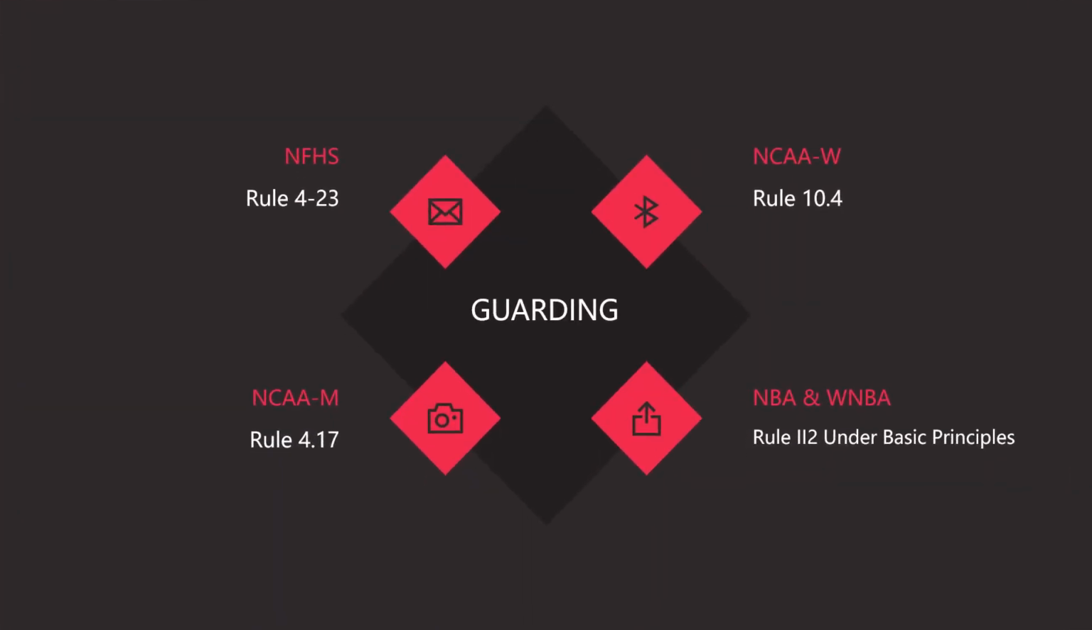So let's go back to the guarding rule, because blocks and charges begin with guarding. Here's where guarding can be found in the most popular rule books. Rule 4-23 for the National Federation High School Rulebook, Rule 10.4 for NCAA Women, Rule 4.17 for NCAA Men, and for both NBA and WNBA under Rule Roman numeral 2, number 2, under the section entitled Basic Principles.